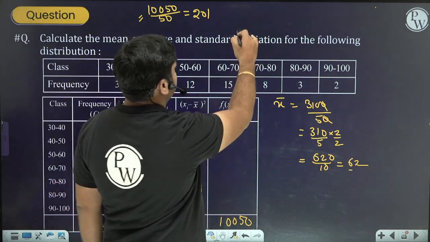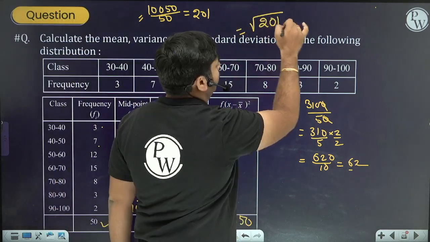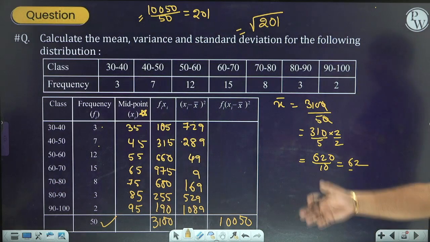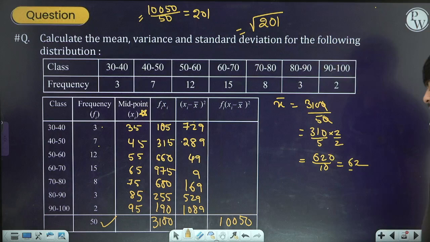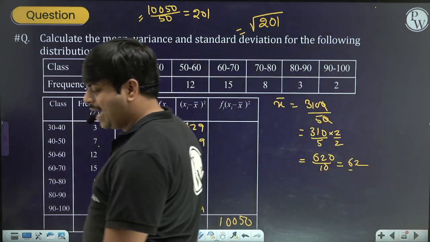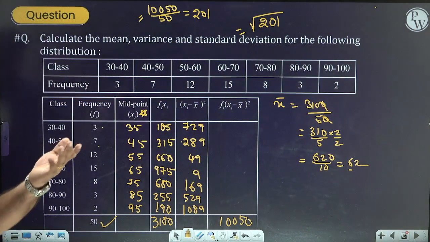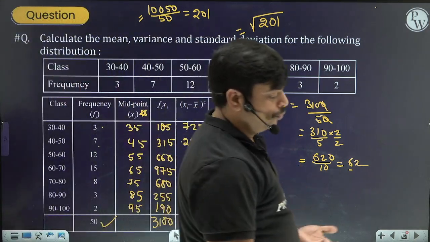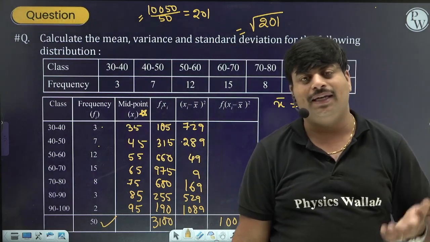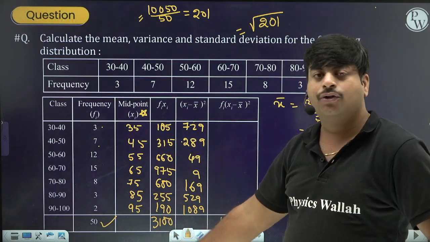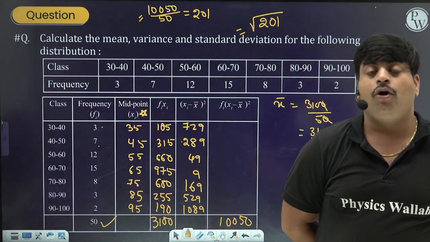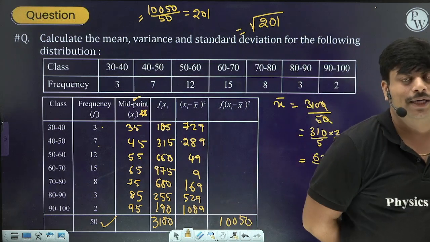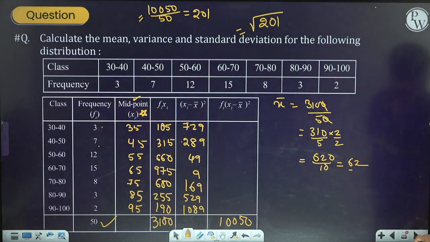And the standard deviation is root over variance, so root over 201, it'll be around 14 point something. You can leave that approximately as a decimal value, 14.1 or 14.2. Fine, people. So this is how you do mean, variance and standard deviation for a continuous frequency distribution. Okay, so remember always xi is always the midpoint. Okay, right. Next one.